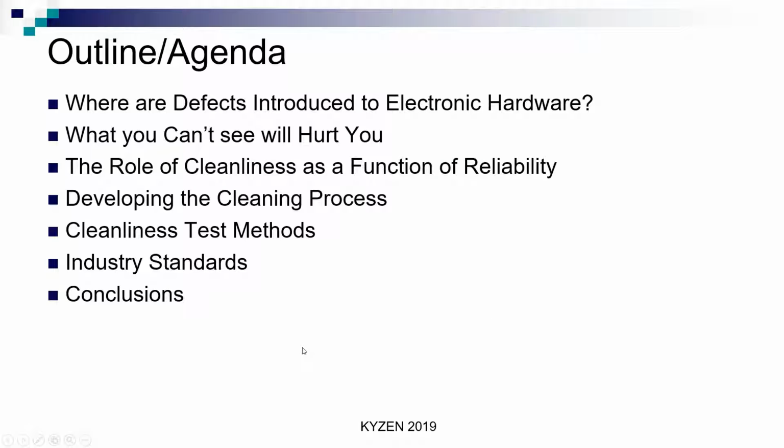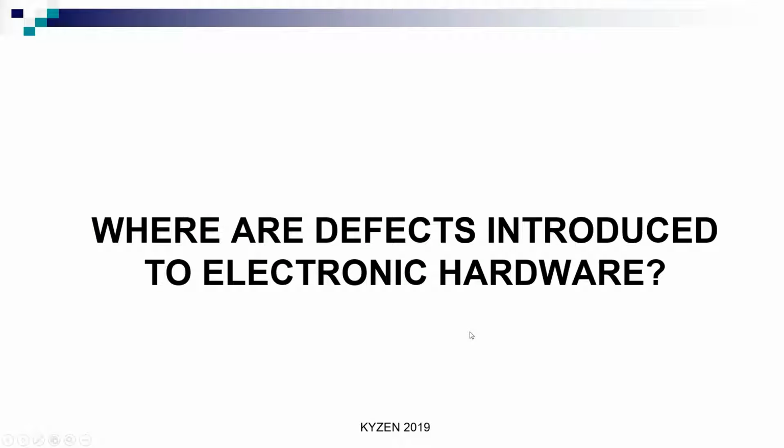If you look at our agenda today, we're going to lead off with where defects are introduced to electronic hardware. We'll talk about how what you can't see will hurt you. We'll speak to the role of cleanliness as a function of reliability. We'll also talk about developing the cleaning process. We'll move into cleanliness test methods and industry standards, and then we'll conclude the talk tonight. Both Ram and I will be giving this presentation, and we will be handing it off to each other. So again, thank you for giving us the opportunity.